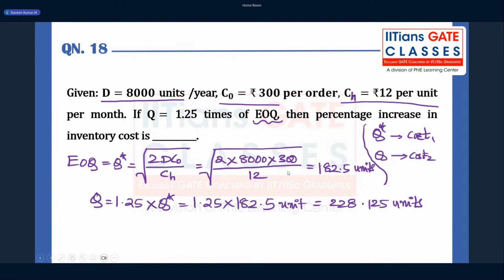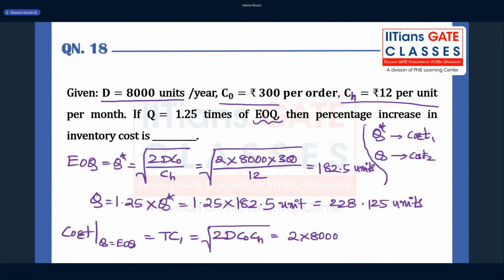Okay. So now what you have to do, you have to just calculate the different costs. So the cost at EOQ, or maybe Q star, or maybe I can say cost 1, right? So I'll write TC1, total cost 1, is equal to, you can use the formula, but yeah, I'll use the formula square root of 2D C naught CC or CH. I can write like this. So this is 2 into 8000 into C naught is 300 into CH is 12. That's it. So do the calculation.